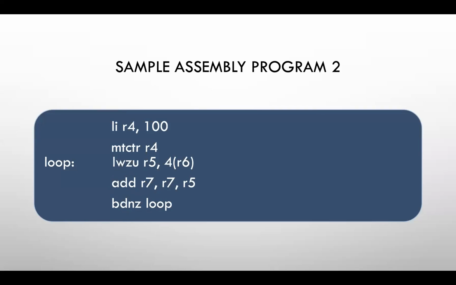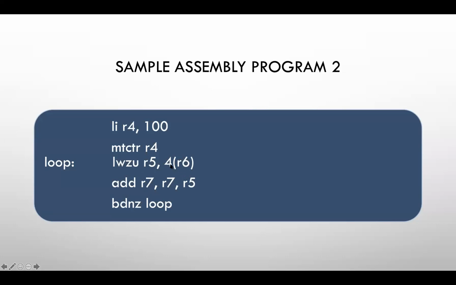Here, if you observe, this load is load word with update. So this is a load instruction and an update instruction also. It will load R5 with the value present at the address in R6, with an offset of 4 bytes. Whatever is at that address, it will load into R5. At the same time, it updates the register R6 with R6 plus 4, so the address plus 4 bytes. That's the reason this instruction is load and update.